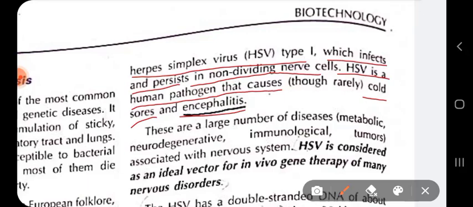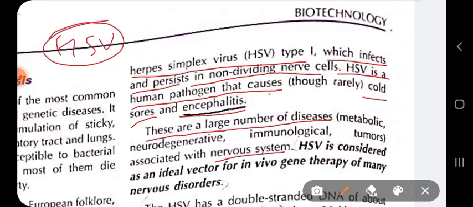Now, there are a large number of diseases in the nervous system. Large numbers of human diseases are found within the nervous system. So we can use this herpes simplex virus as a vector to target the nerve cells for curing the disease. Like there are a large number of diseases, like metabolic, neurodegenerative, immunological, tumors associated with the nervous system. So some of the diseases which are associated with the nervous system can be cured by using herpes simplex virus as a vector.